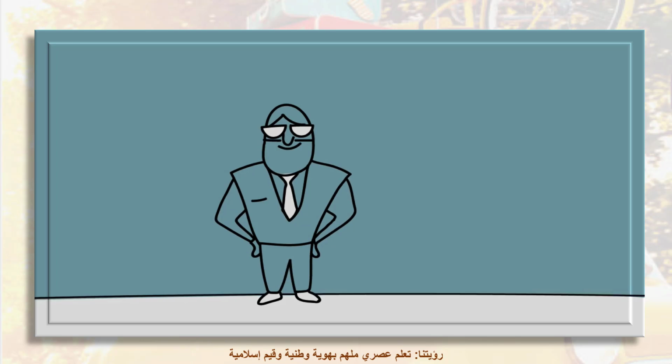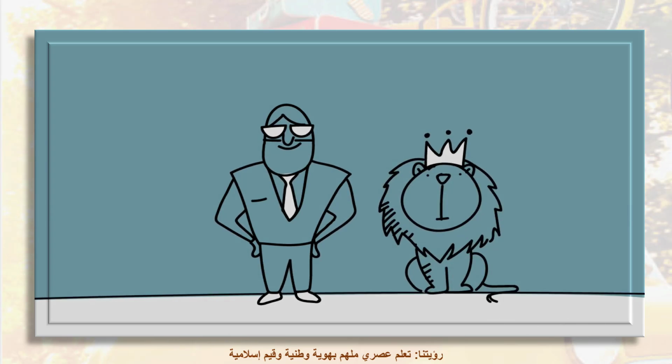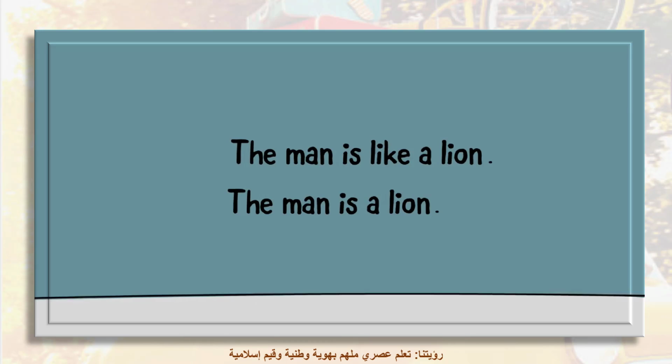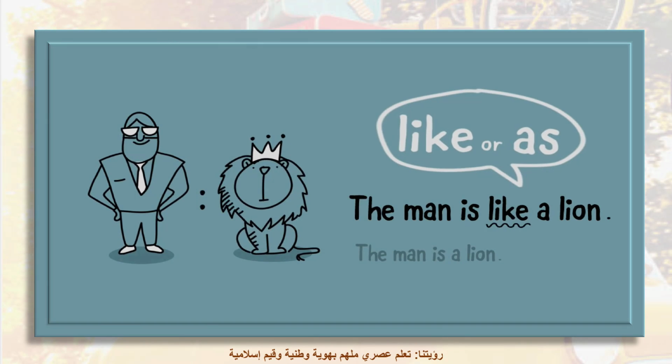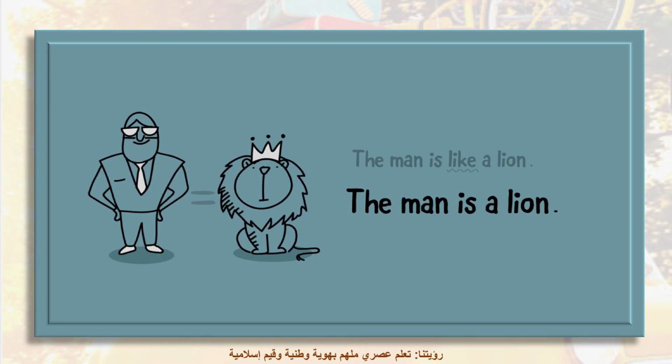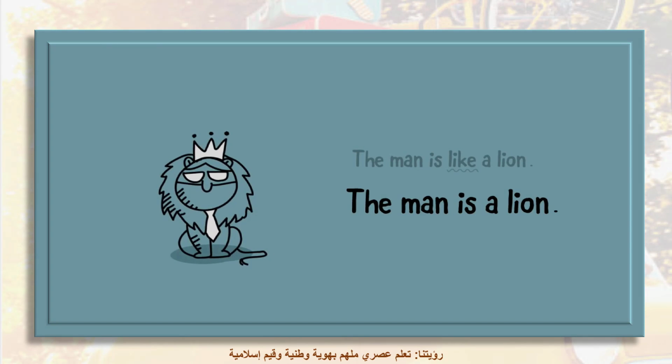Imagine a man who is noble and dignified. What might you compare him with? What about a lion? There are two ways to express this comparison. How are these two sentences different? The first sentence compares the man to a lion clearly by using the words like or as. In contrast, when we say the man is a lion, we actually are turning the man into a lion.